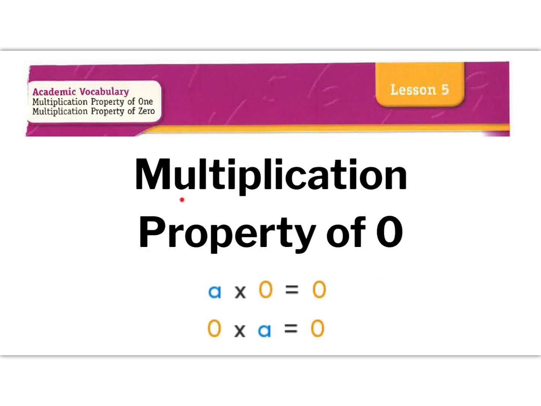Now, the multiplication property of 0. If you have the letter A, it could be any number. Anything times 0 equals 0. No matter how big or how small the number is, anytime you multiply by 0, you get 0.